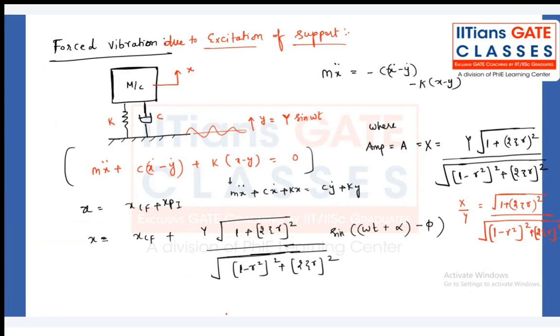If you write down the equation of motion, m x double dot plus c, where c is in between x dot and y dot, and k will be in between x and y. So we write x minus y. Don't write y minus x; you always have to see which is first and which is later. If you simplify from here to here, you get this. Again there is a complementary function and a particular integral, and that is what I have written.